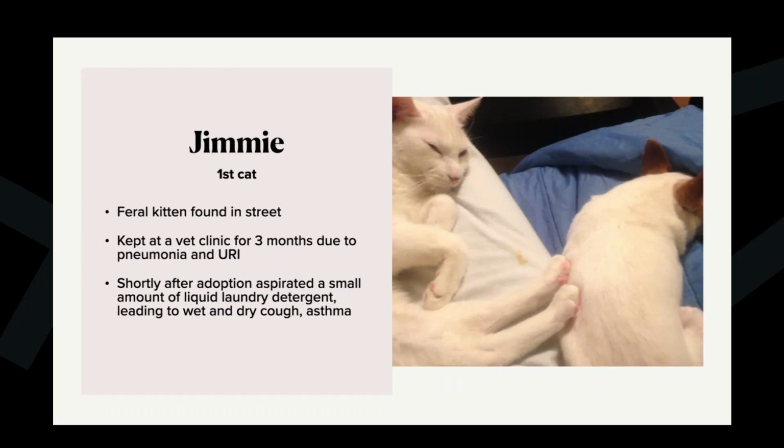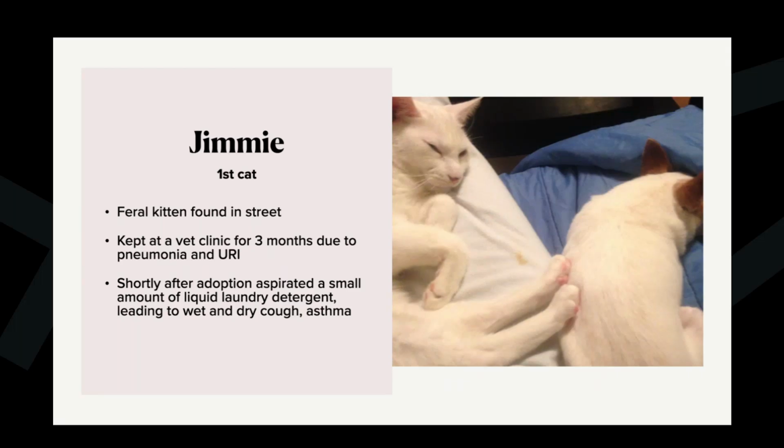I did give a talk about Kali Carb at one point. I don't know if I did it with this group or not. He did get Kali Carb for a while, but he's a phosphorus. Anyway, he was a feral kitten found in the street. His family was all dead and he was horribly sick. I didn't know him at the time, but he was kept at a vet clinic for three months due to pneumonia and upper respiratory infections that just wouldn't resolve. And then after I got him, he aspirated a little amount of laundry detergent, which spilled on the floor.